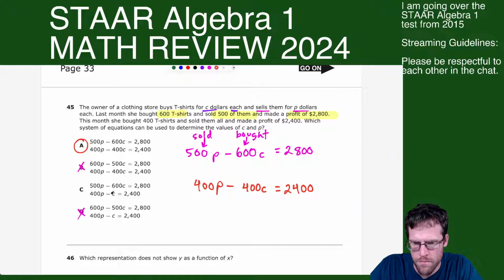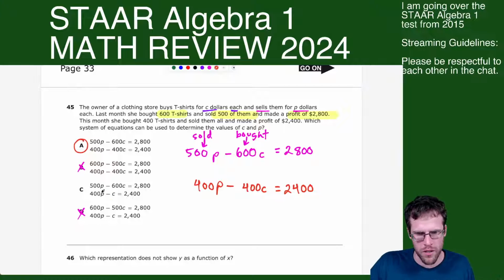A is it. The problem with C is she sold all 400, but she only bought one. So how are you selling 400 if you only bought one? Where's the 399 other shirts? So that's why C is out.